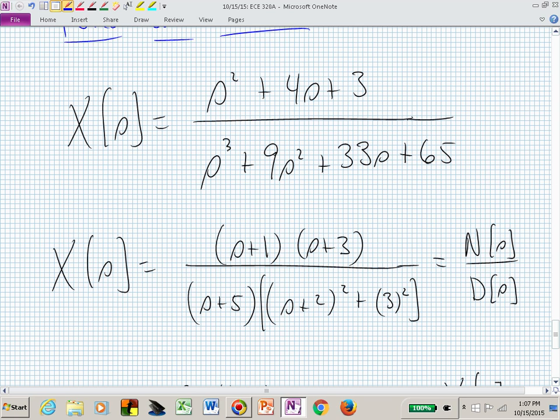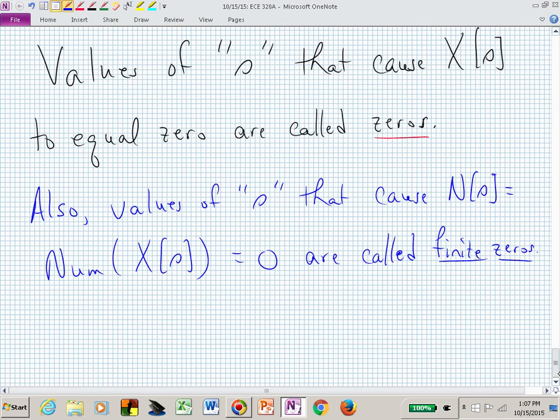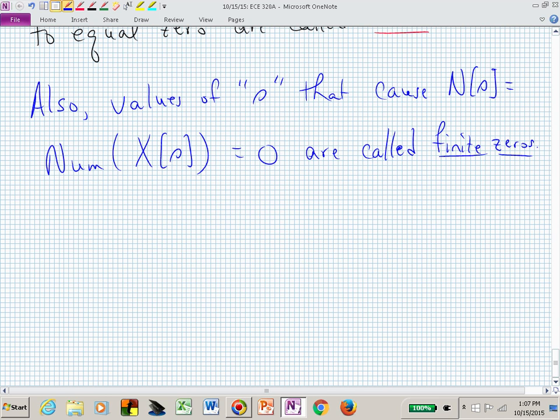Because your calculator can factor that. It can do cFactor, and cFactor will factor complex polynomials if you have the right calculator. All right, so now let's continue.